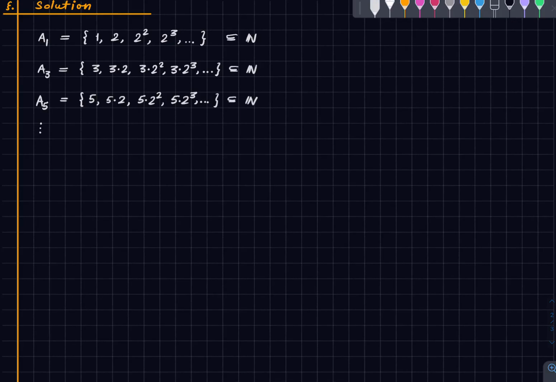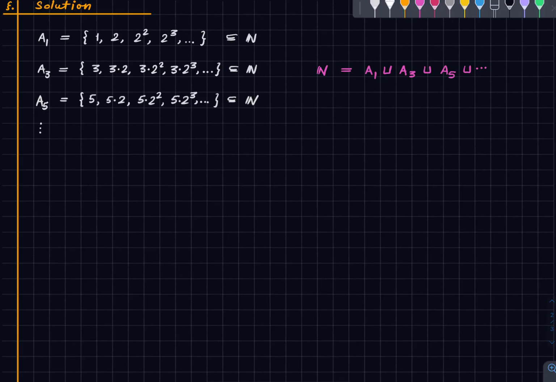But the thing to be noted is that these partition the set of natural numbers. We may write this. So what does that mean? This notation just means to say that every natural number is in one of these Ais and exactly one of these Ais. Right? So you cannot have one natural number lying in A3 and also in A5. That's not going to happen.